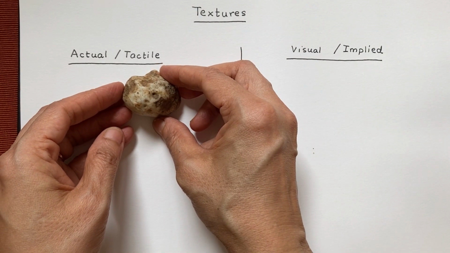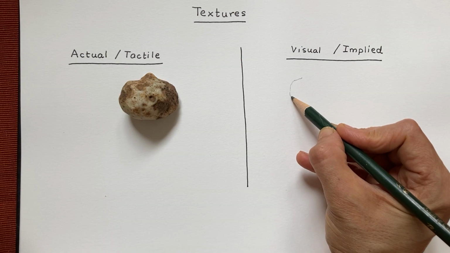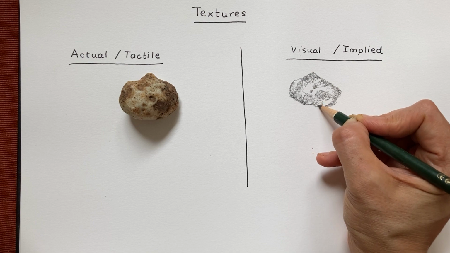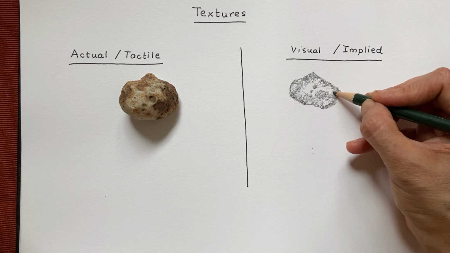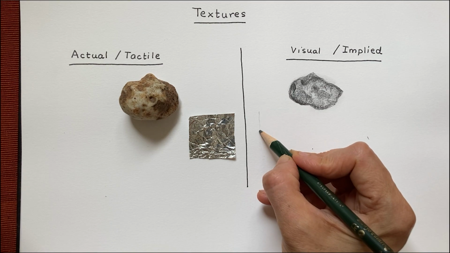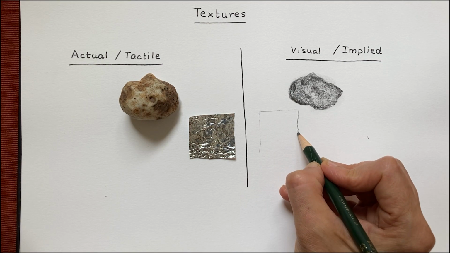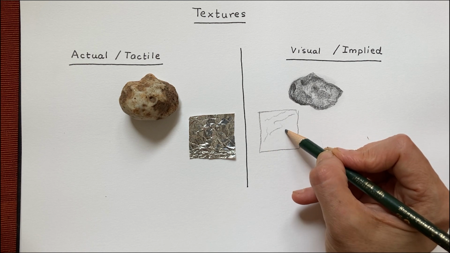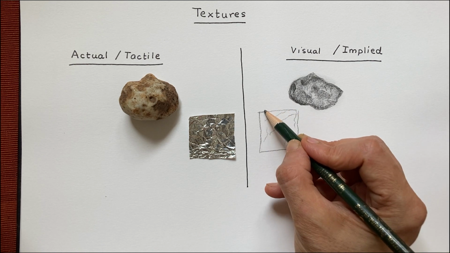So look at this stone. You know it's hard, rough surface. So I'm trying to recreate the texture using simple lines, shapes and value. This is a piece of aluminium foil. Again, by observing the texture, I'm trying to recreate it using simple lines.